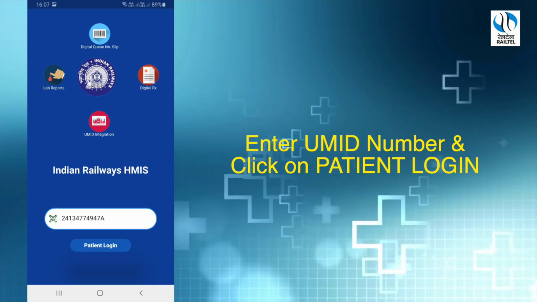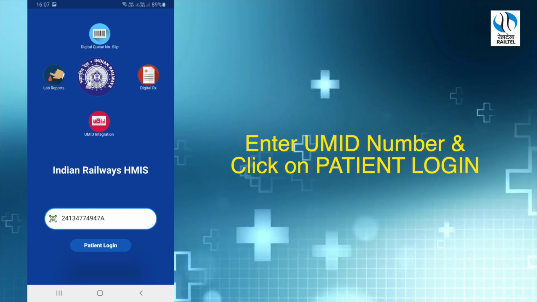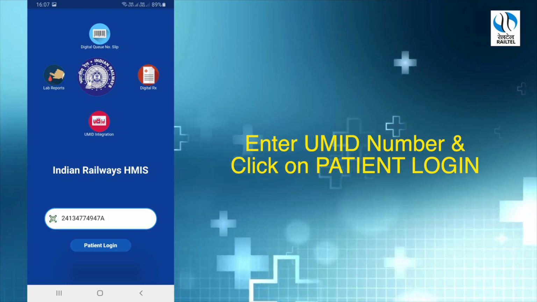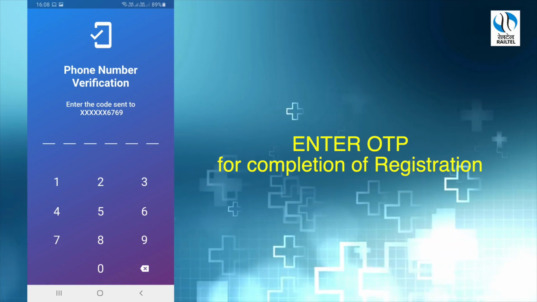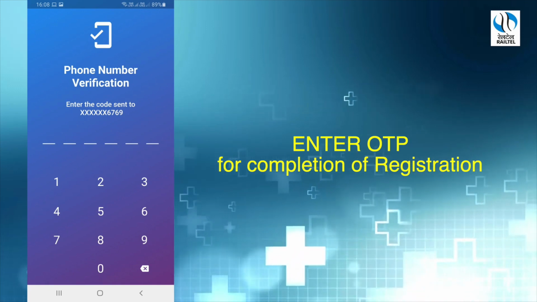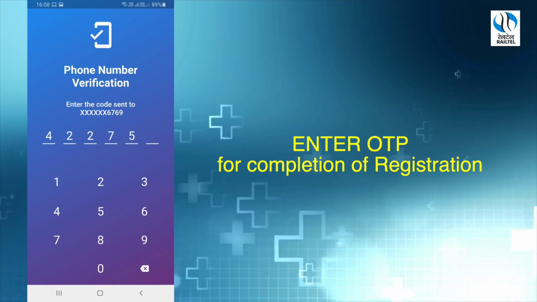Step 3. Enter Umeed number and click on patient login. Registration will be based on Umeed number. If Umeed number is not generated so far, the user needs to generate the same in Umeed portal. Step 4. Enter OTP for completion of registration. OTP will come on the registered mobile number attached to the Umeed number.